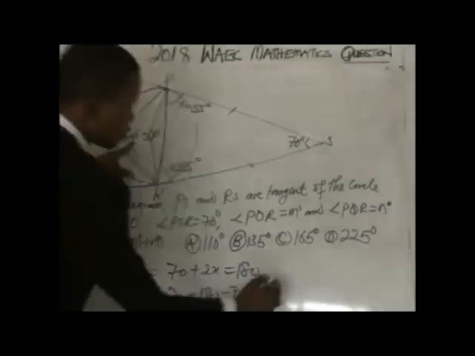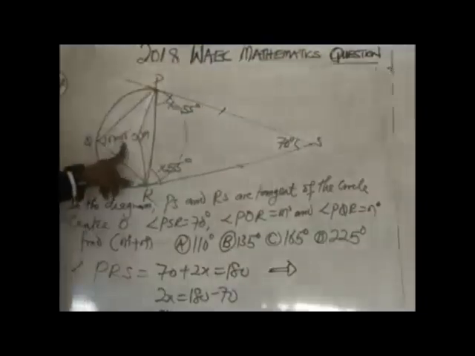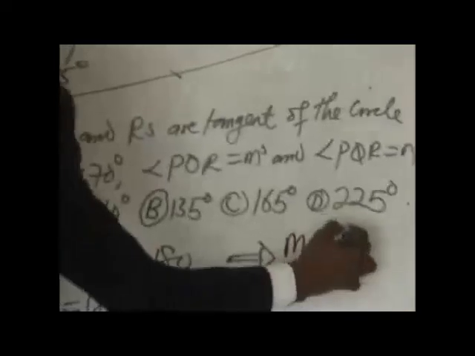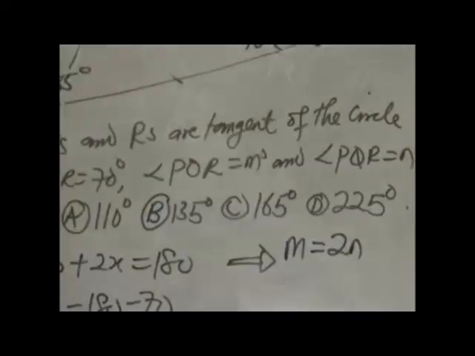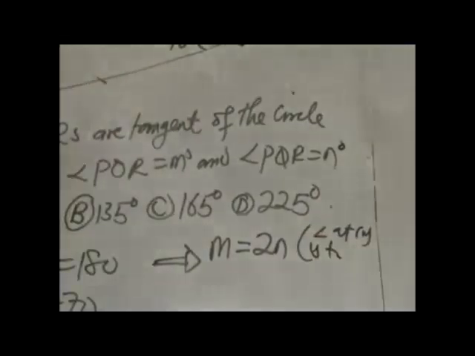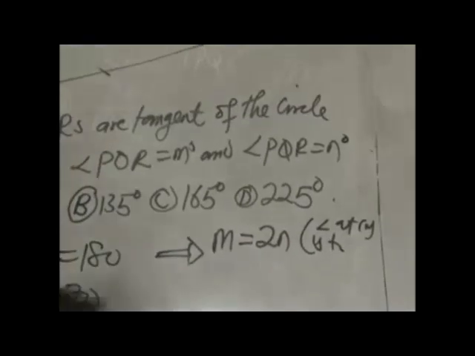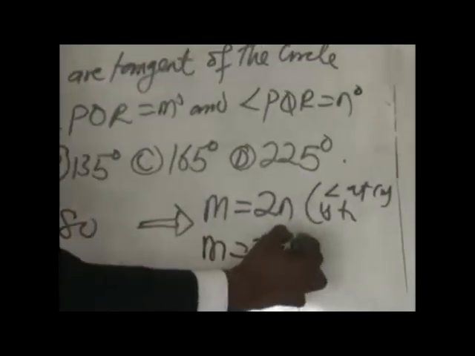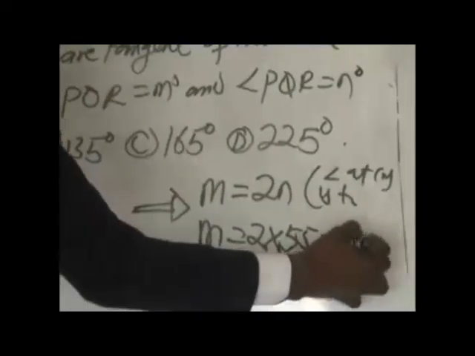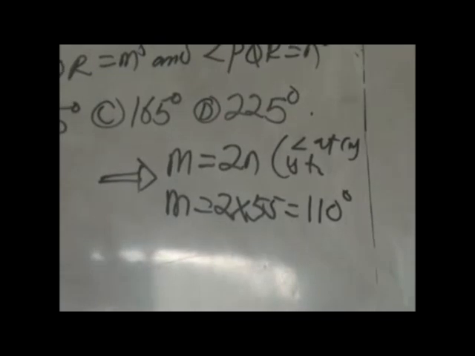Are you getting it now? So this becomes 55. If this place is 55, I have left it this way so that you see clearly. Now I have also stated that the angle at the center is always twice the angle at the circumference. Since we have got n as 55, m becomes 2n. Are you getting it now? Because the angle at the center is twice the circumference. So now that we have gotten the value of n as 55, m becomes what? 2 times 55, which is what? 110 degrees. So 110 degrees becomes the value of m, while 55 becomes the value of n.